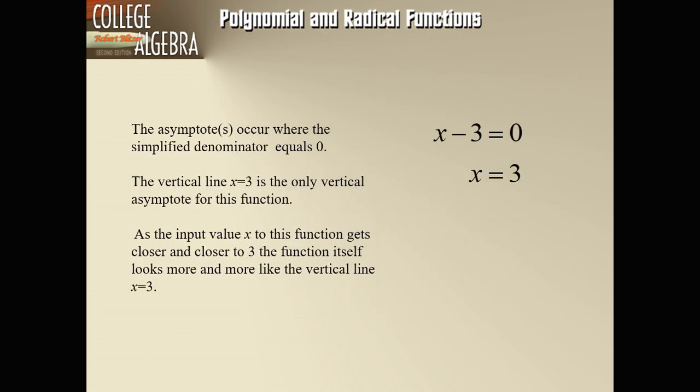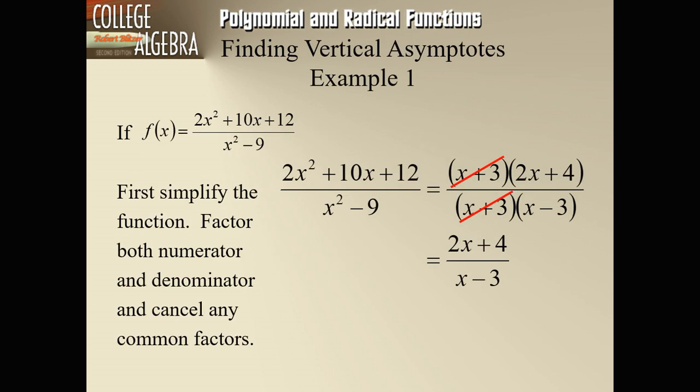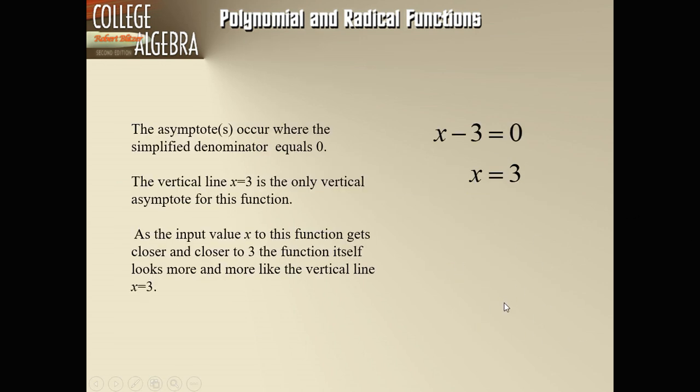So, the asymptotes occur where the simplified denominator equals 0. Okay, so ang unang gagawin natin is i-simplify muna. Kung hindi na siya masisimplify, kagaya nitong 2x plus 4 over x minus 3, ang gagawin natin ay kukunin natin yung denominator, which is yung x minus 3, and we get the value of x. We let the denominator equal to 0.